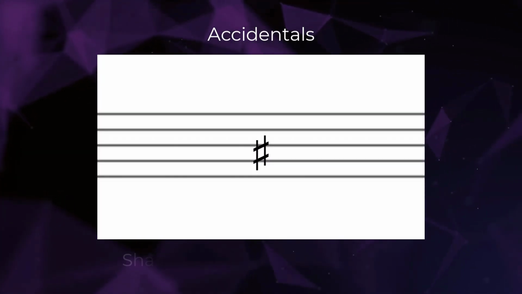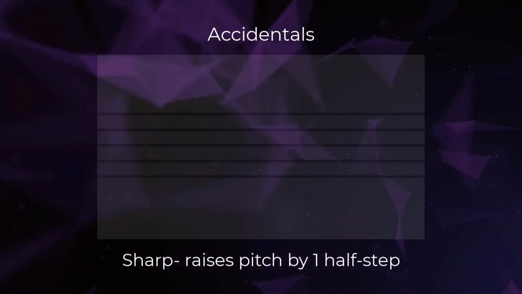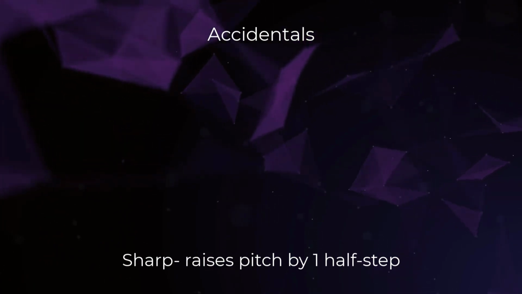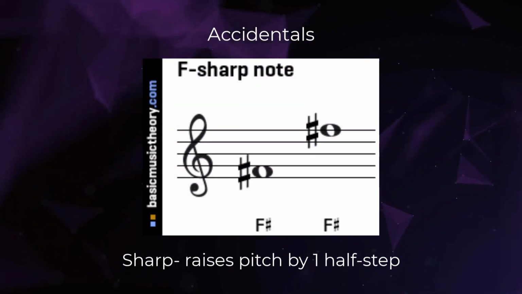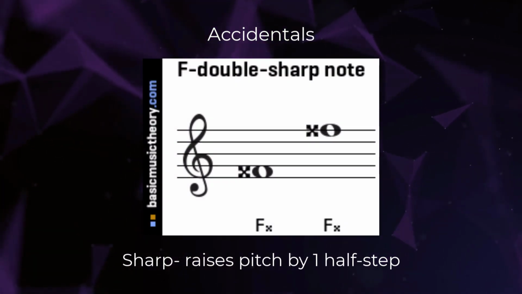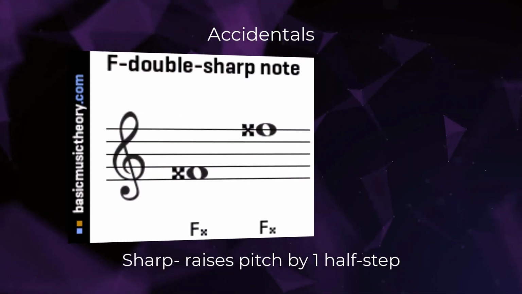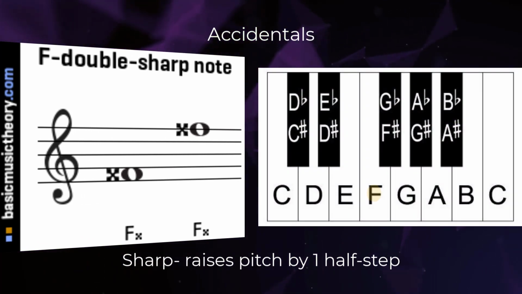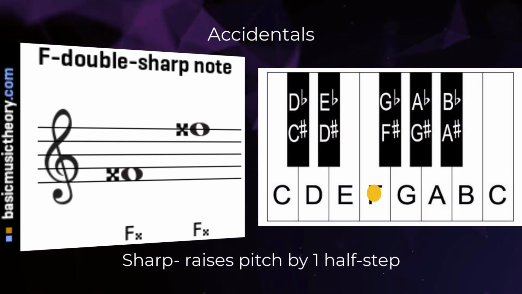This is a sharp, which raises a pitch by half step. If we begin with F sharp and place a second sharp next to it, it becomes an F double sharp and looks like this. This means you would start at the key F and go up two half steps to play the F double sharp.